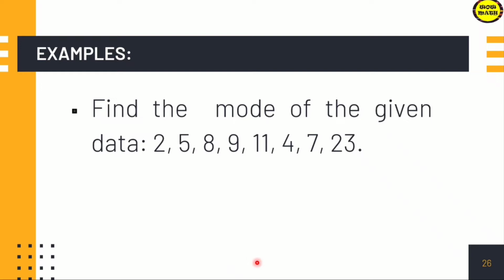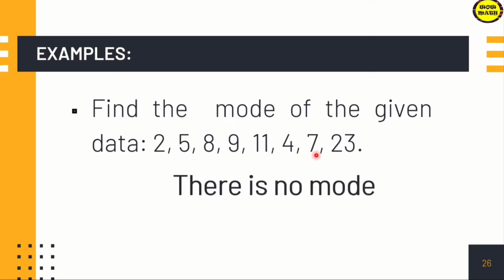Another example, find the mode of the given data: 2, 5, 8, 9, 11, 4, 7, and 23. So, as you can see, class, wala tayong nakitang naulit or nag-appear ng dalawa o tatlo. So, kapag ganito, there is no mode. So, yung naunang discussion natin about measures of central tendency, that is for ungrouped data.